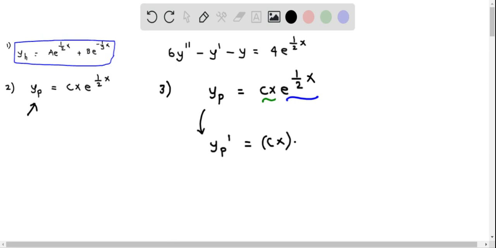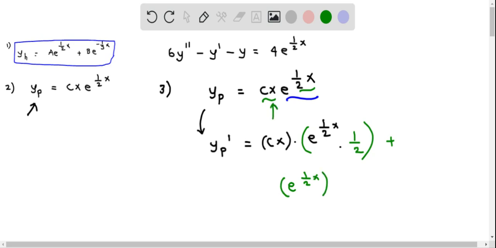The derivative of e power half x is e power half x, and then applying the chain rule to find the derivative of half x, which is half. Now we put plus and then we write the second term, which is e power half x. Multiply this with the derivative of cx, which is c.